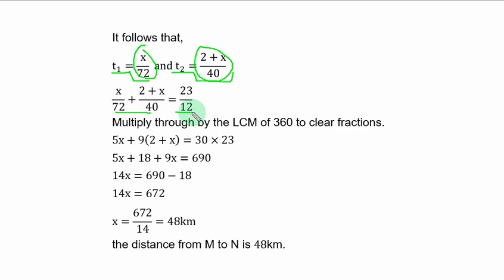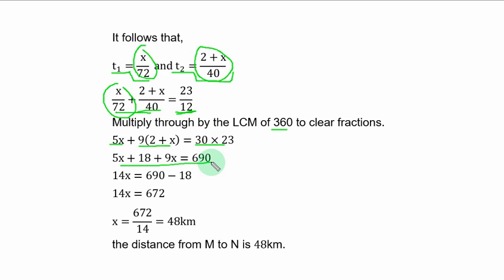Let's clear the fractions by the LCM of the denominators, which is 360. If you multiply s over 72 by 360, you have 5 remaining, so 5 times s is 5s. You multiply the second term by 360, you have 9 times (2 plus s), and you multiply the right hand side by 360, you have 30 times 23. If you open the bracket and multiply, you have this result.